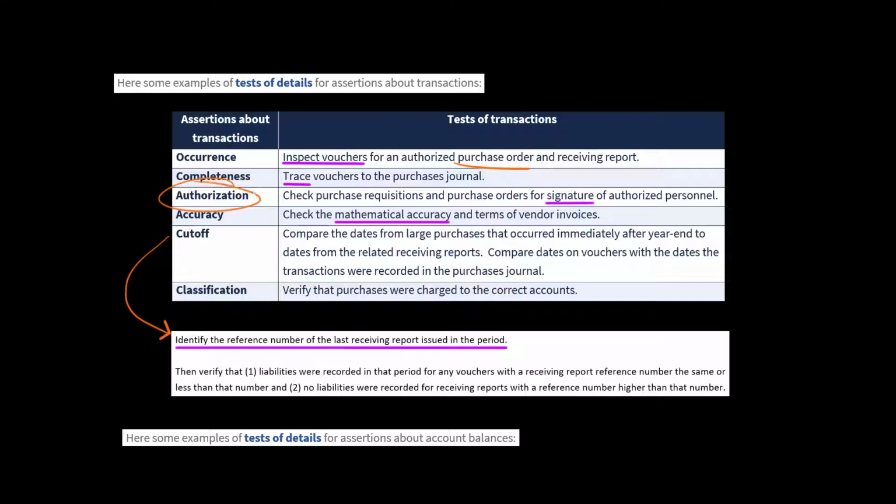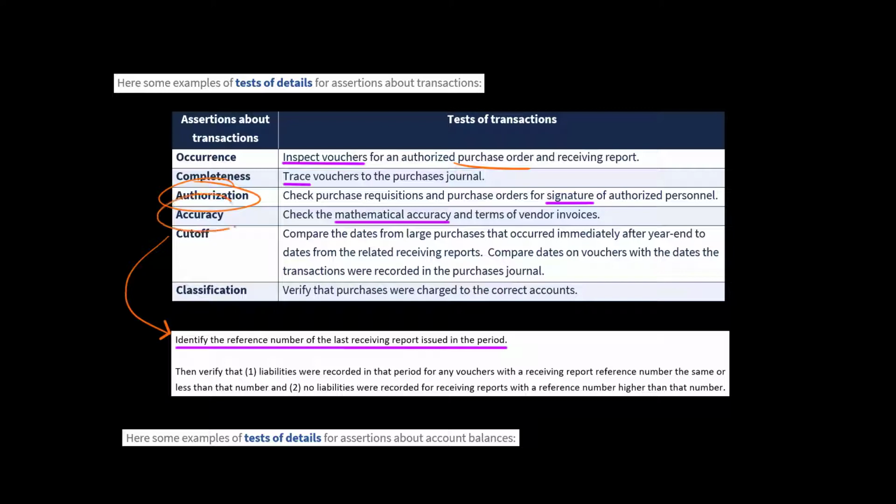Now, in terms of the authorization assertion, what the auditor could do is go to purchase requisitions, purchase orders, and actually inspect them and see if there is a signature there of authorized personnel. Okay, for example, if there was a purchase order for $57,000, did somebody actually approve that? Right? Did that purchase order get approved? Now the auditor can go and take a look at the actual purchase order and look for a signature or initials.